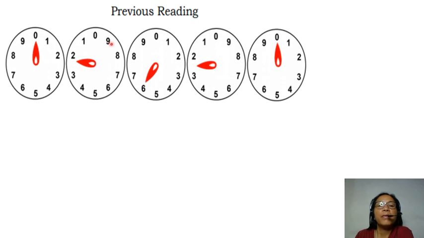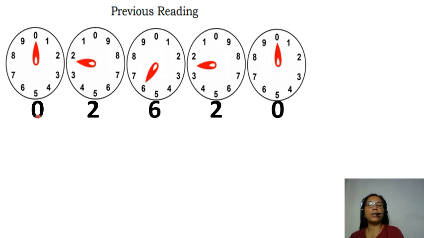Next, we have here the previous reading. Dial 1, you have 0. Dial 2, in between 2 and 3. So, ang reading dyan ay 2. Okay, dial 3, 6. Dial 4, between 2 and 3. So, ang reading is 2. And dial 5 is 0. So, the reading for the previous month is this one: 0, 2, 6, 2, 0 kilowatt hour.